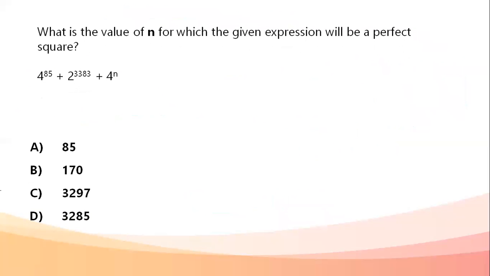Next question. What is the value of n for which the given expression will be a perfect square? The expression is given to me. To make this a perfect square, we need to convert it into the format of a square plus b square plus 2ab. Then only it can be written as a plus b raised to power 2. This will be a perfect square. This is the format that I need to convert the question into.